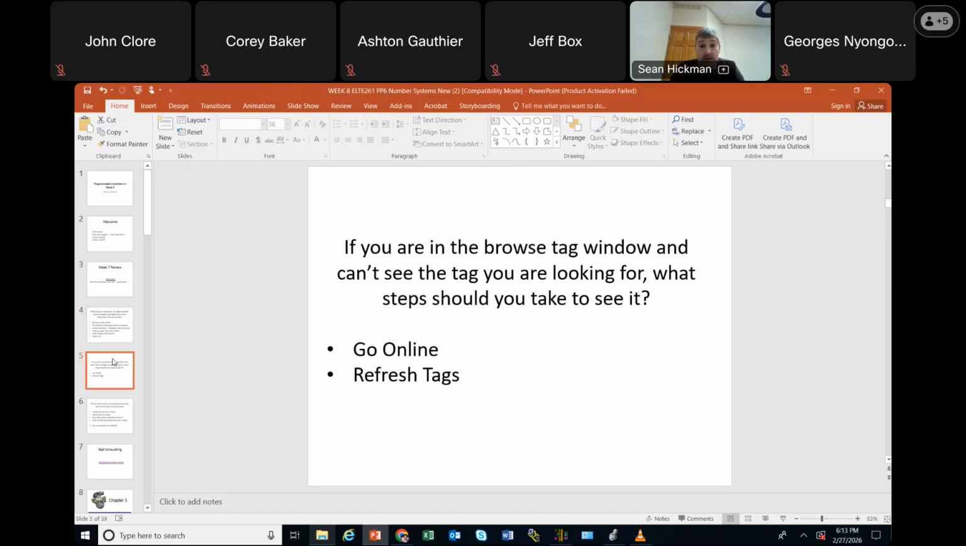If you're in the browser tag window and you can't see the tag you're looking for, what step should you do? You should go online, and then you should go and refresh your tags, and then it will pull your tags, and then you can go online and see all your tags. At that point, you can go offline if you want. That way, you've brought the tags in, and you have offline tags, and then you can go ahead and build your program up from your HMI. Scale of 1 to 10, everybody feeling good about going online, rebrowsing, getting your tags, and being sure that they're all there? Yeah, you just want to be sure you're online with all this stuff.